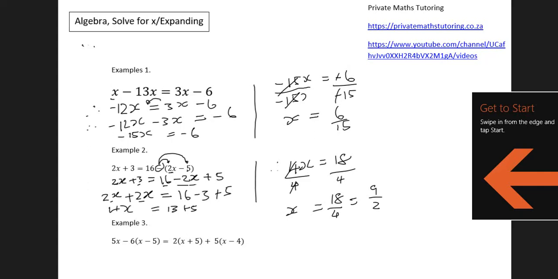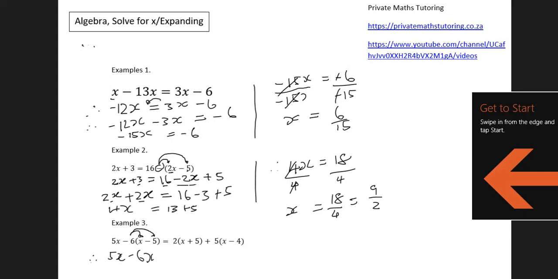Okay, let's look at the following example. Now we're looking at example 3. We also have to deal with some expansion here. We have 5x minus 6x. Remember, because we have to expand, this is minus 6, so we have to multiply minus 6 with x, and we also have to multiply minus 6 with negative 5.